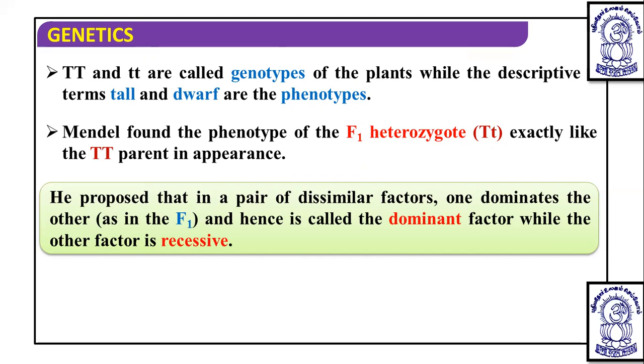What he proposed is that in a pair of dissimilar factors like capital T and small t, one dominates the other, as in the F1, capital T is dominating over small t. Hence it is called the dominant factor, that is capital T, and the recessive factor is small t. And similarly, we can assign it to the other characters as well.